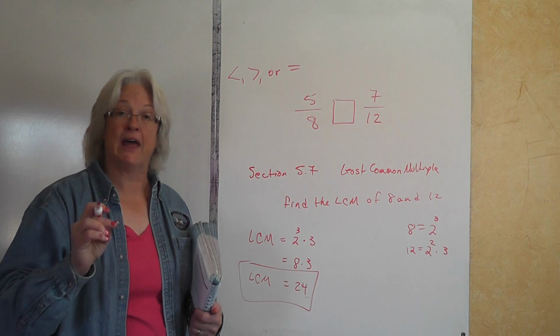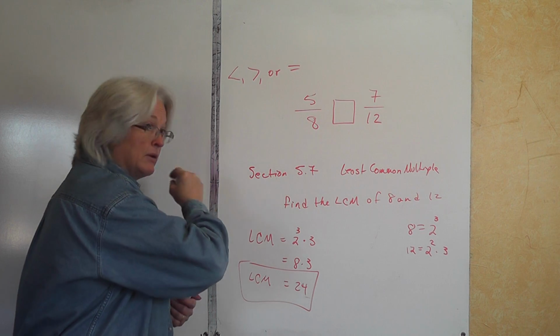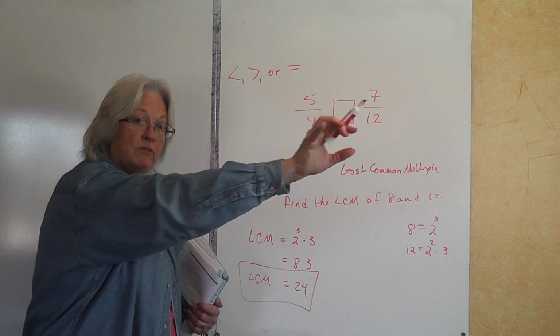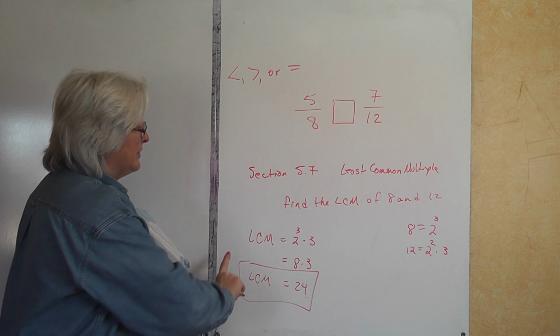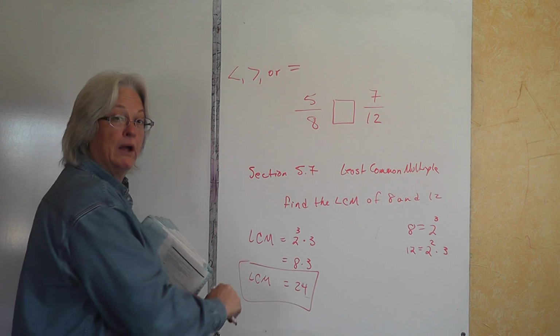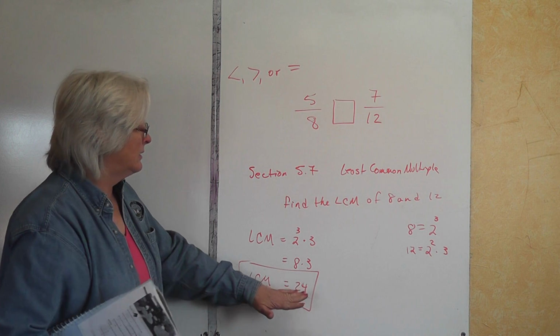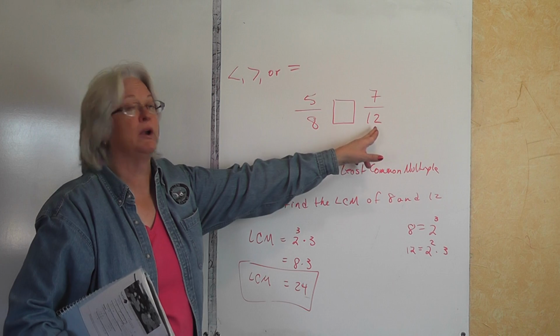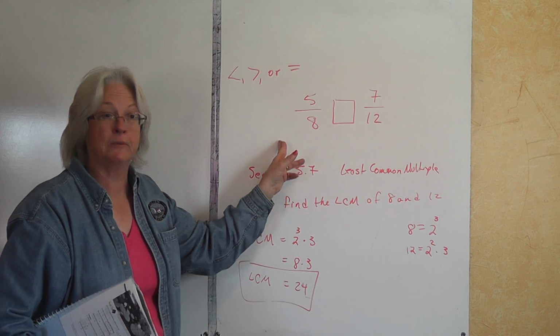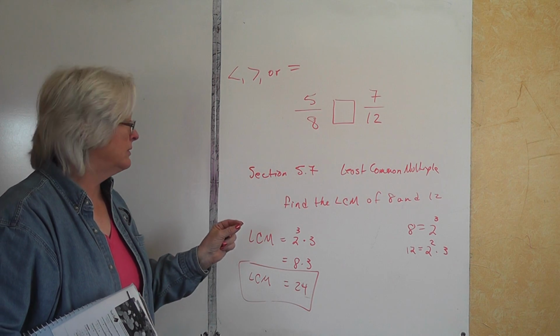Now we already knew that, didn't we? Because I had written out 8, 16, 24, 32, 12, 24, 36, 48. But this is the algebraic way, or the mathematical way, to come up with your least common multiple, or to come up with what your common denominator is going to be.